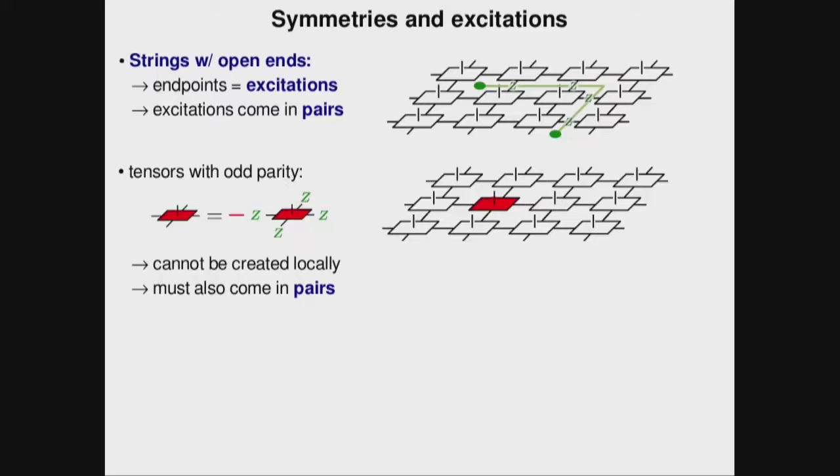And one way to see it is that if you close your boundaries, the overall object has to transform trivially under this Z symmetry. Now, this transforms odd. So you must put an even number to get an object which transforms nicely.